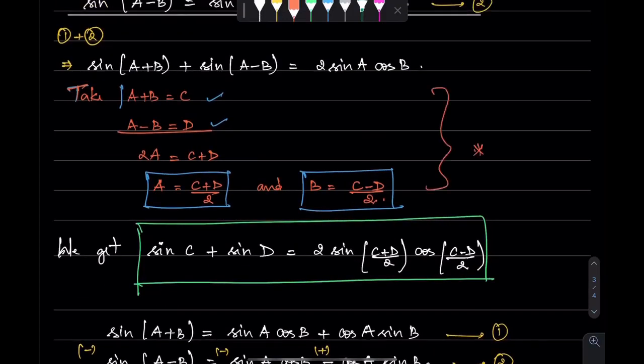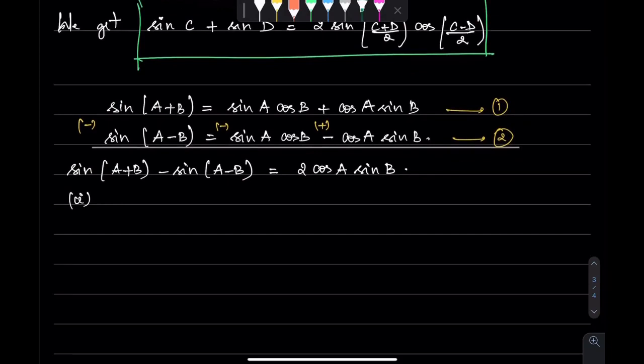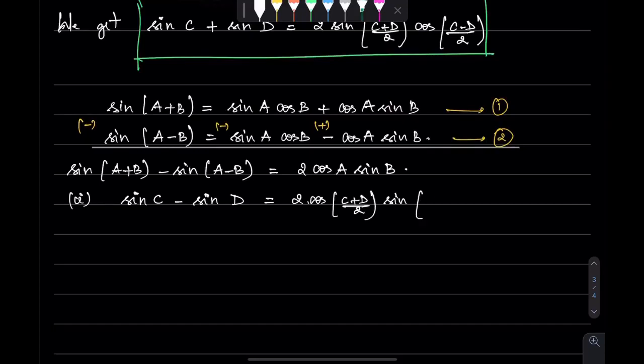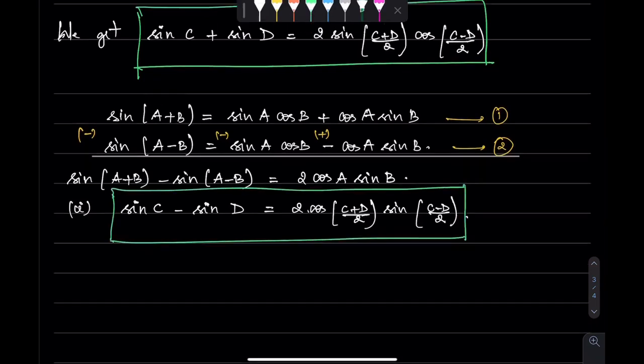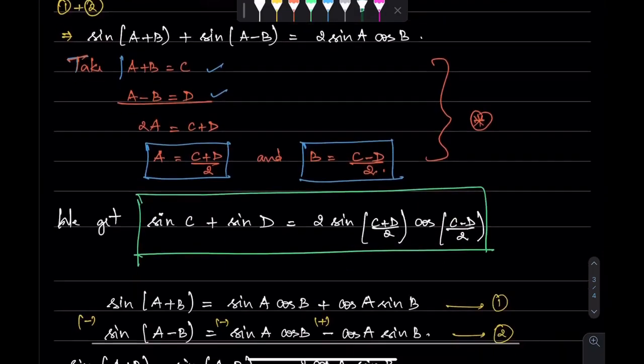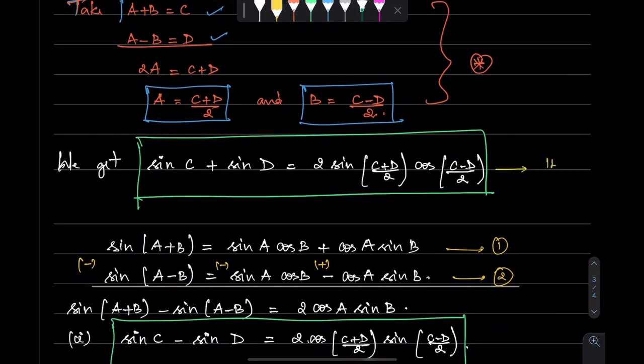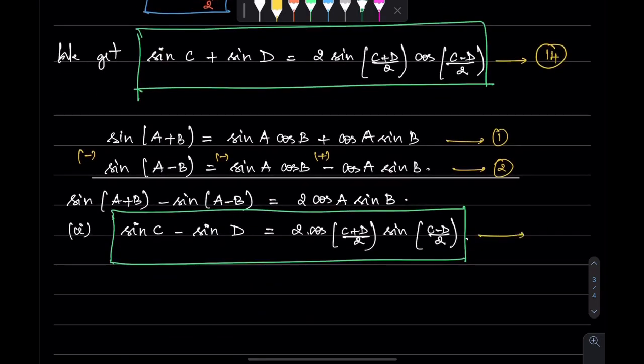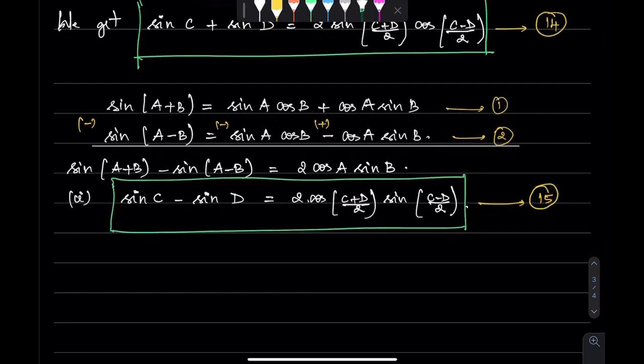Using this, what do I get? Using star, can I say that sine C minus sine D will be equal to 2 cos C plus D by 2, children, into sine C minus D by 2. Is it okay? I hope you guys are following whatever I'm doing here. So you can consider these as the results. We have done 13, and see how many results we are proving. This is your 14, and this is your 15th result. Good children? Nice. Now let's take the other two.